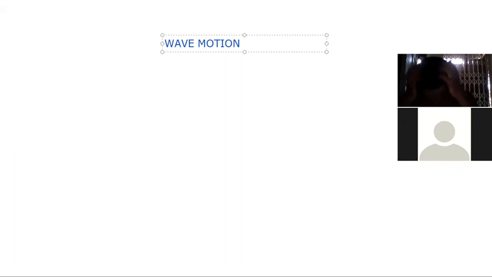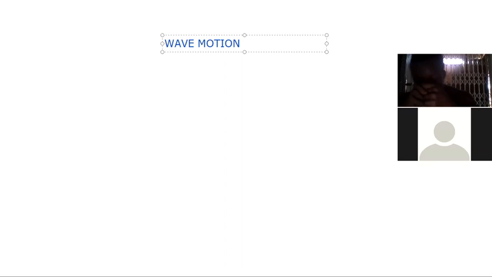Okay, so the progressive or traveling wave, I said that it's a disturbance or a pulse that conveys energy from one point to the other without the transport of the matter itself. I hope you get that one. I've already explained it.